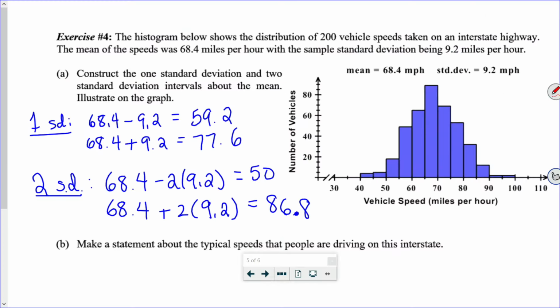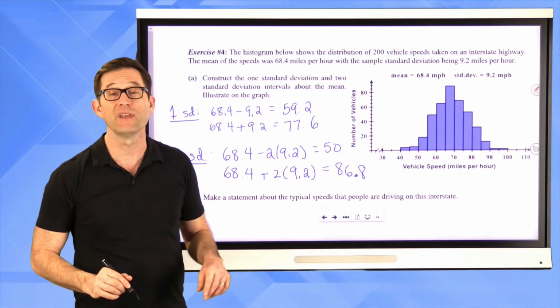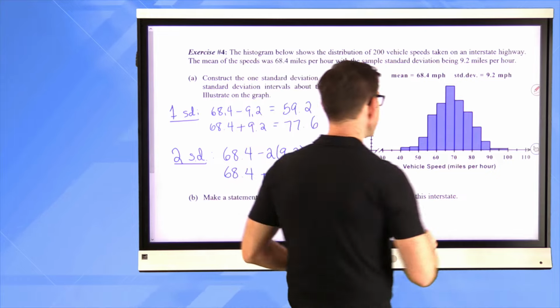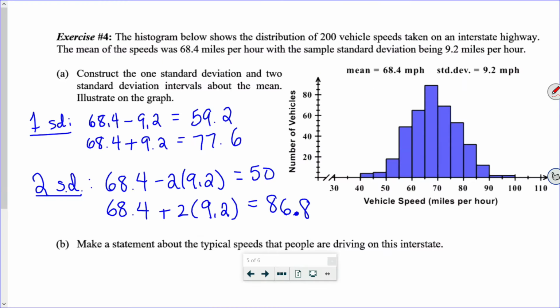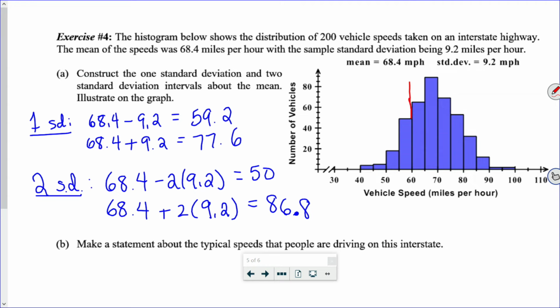For the 1 standard deviation interval, I need to ballpark where 59.2 is on this. It's not the easiest, but it should be really, really close. Oh, that's not what I wanted. It should be really, really close to 60. And then 77.6 should be roughly between 75 and 80. So that's going to be my 1 standard deviation interval.